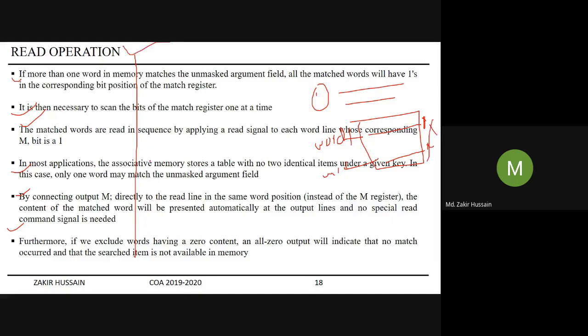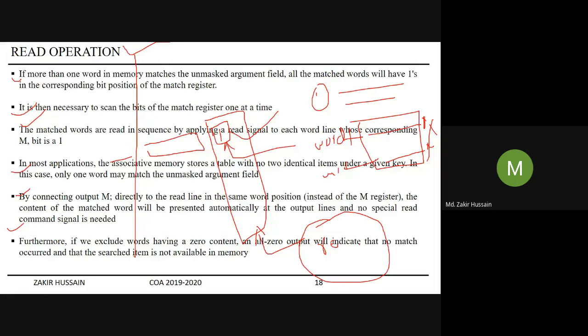The second point is, for every corresponding word match that occurred, the corresponding bit of the match register will be set to one. So instead of giving a read control signal to the entire match register, you give it to the corresponding bit. Whenever the match occurred, if read is high, then the corresponding word will be read out, instead of giving this read signal to the entire register. That is the second point of observation.